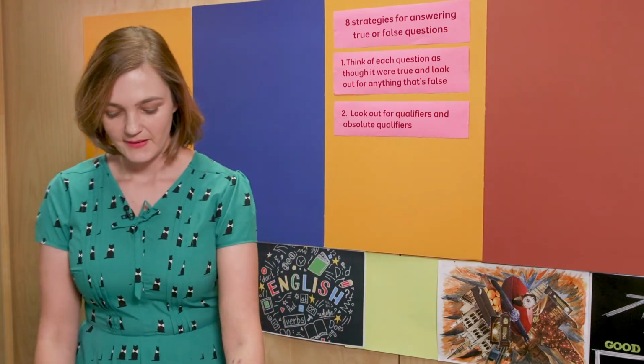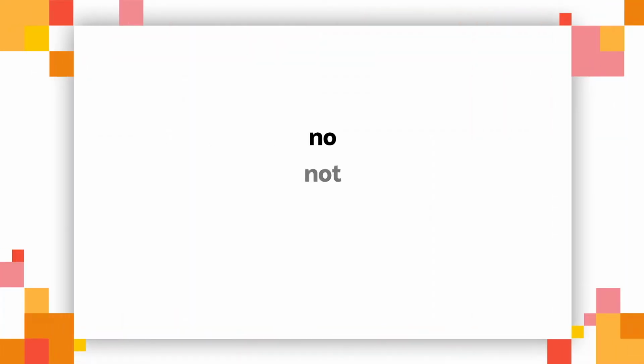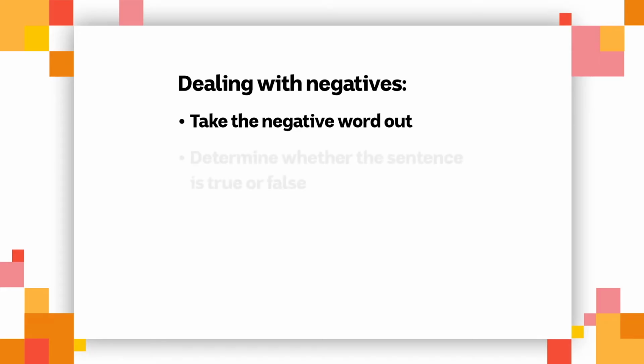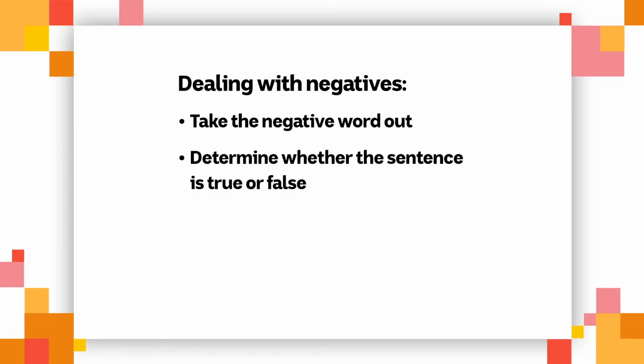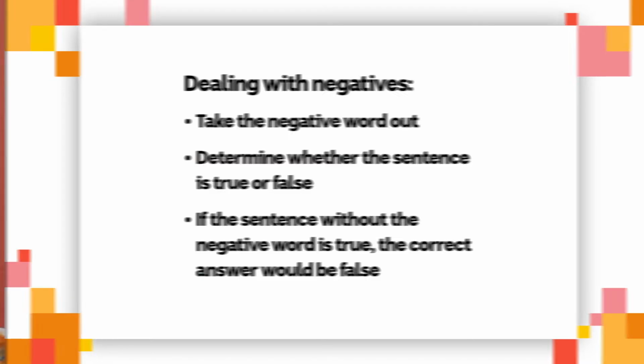Strategy 3. Don't be confused by negatives. Negatives, such as no, not, cannot, can be confusing within the context of a true-false sentence or statement. If a true-false sentence has a negative, try taking out the negative word and then read the statement again. Without the negative, determine whether the sentence is true or false. If the sentence without the negative is true, then the correct answer would be false.